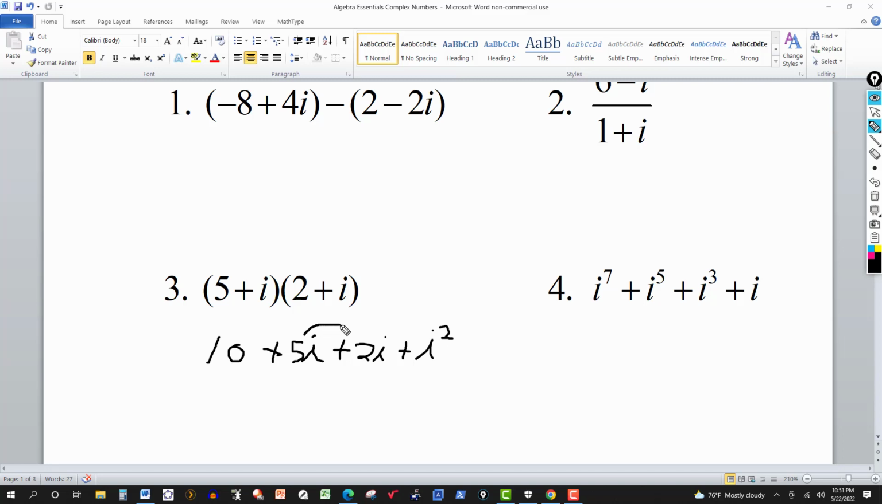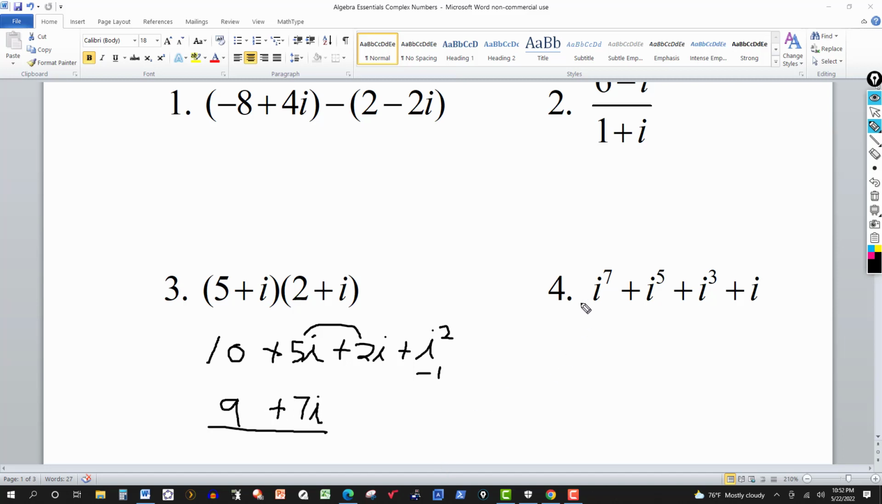Now combine like terms. Okay, 5i and 2i, that's 7i. i squared is a negative 1, so you can add that to the 10. 10 and negative 1 is 9. And then 5i and 2i is 7i. That's your answer for that one.